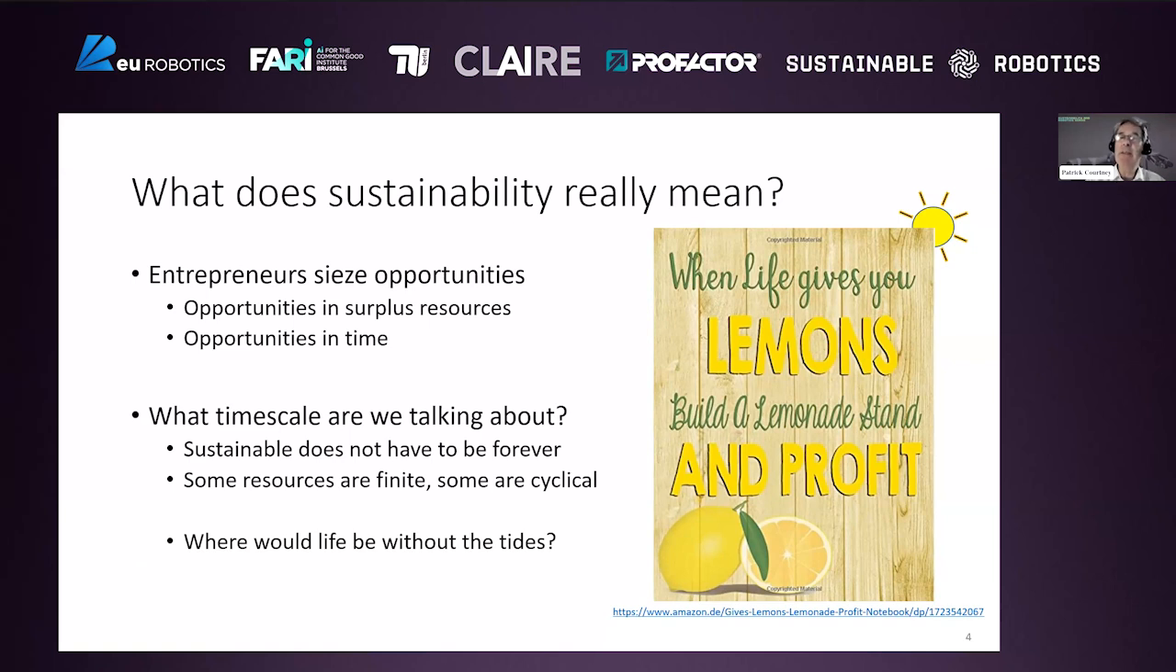So thinking about the time scale over which sustainability works. Sustainable need not be forever. If the lemons are sustainable, they will come back again next year. Some resources are finite, some are cyclical. We think about solar energy. That's available in the daytime, but less so at night, and so on and so on. So the tides, the seasons, all these phenomena in nature mean that seizing an opportunity doesn't necessarily make it not sustainable, but you have to think about what timescale it refers to.